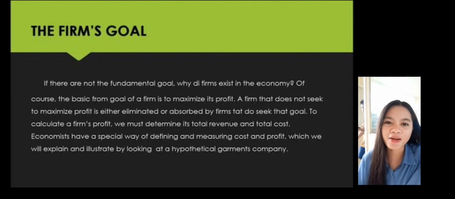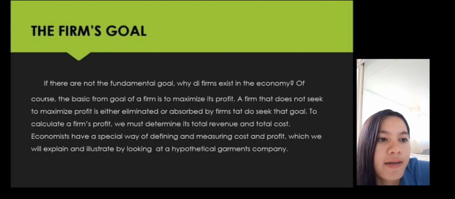So my topic is all about the firm's goal. These are the fundamental goals of a firm. First one is the high quality product. Then the second one is the business growth. And then the market share and the employment and workforce satisfaction. So those are the fundamental firm goals. So the question here is, if these are not the fundamental goals, why do firms exist in the economy?